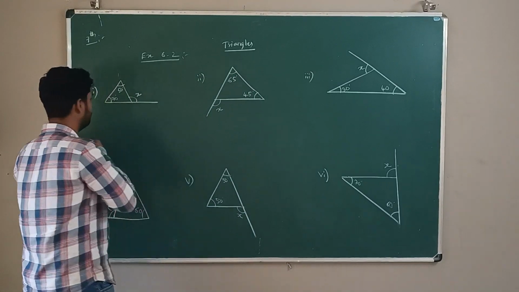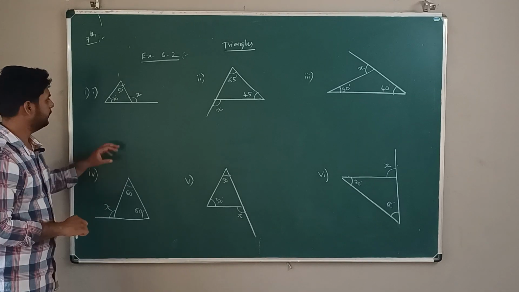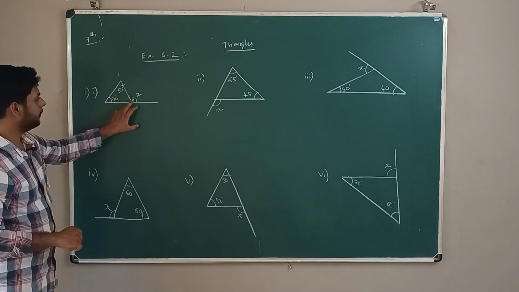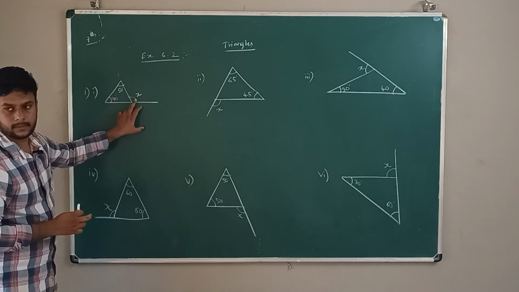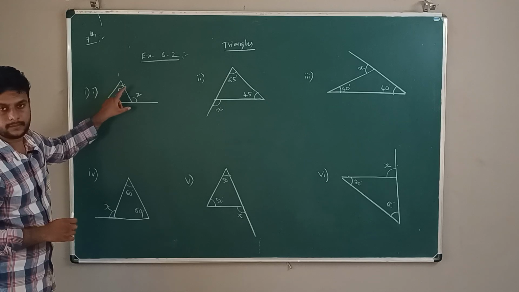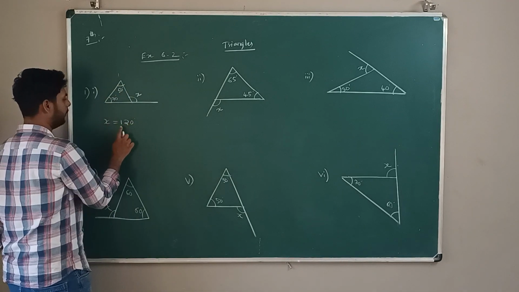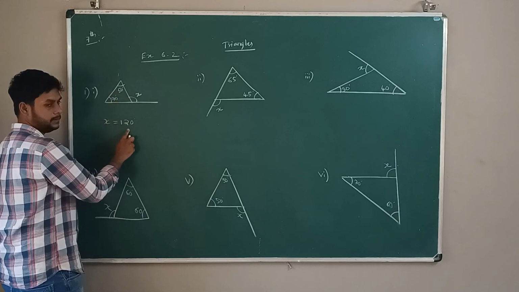Okay. Sit quiet here now. See here, everybody. By the external angle property, x will be equal to this plus this, correct? 70 plus 50? 120. So what is the value of x here? 120. How did I get 70 plus 50? It is equal to 120.